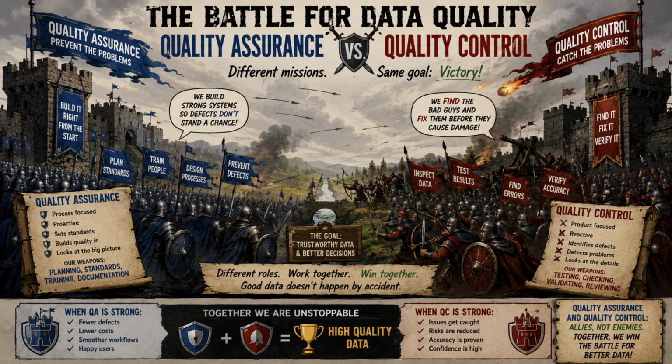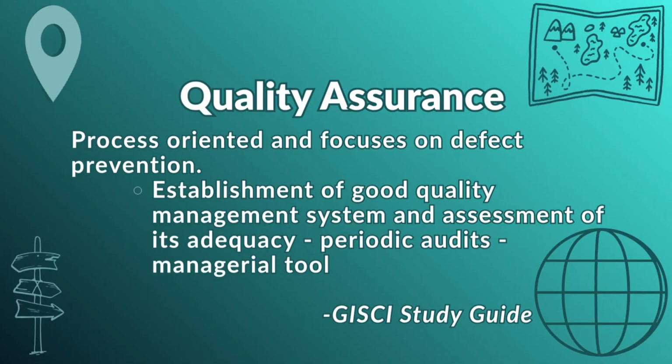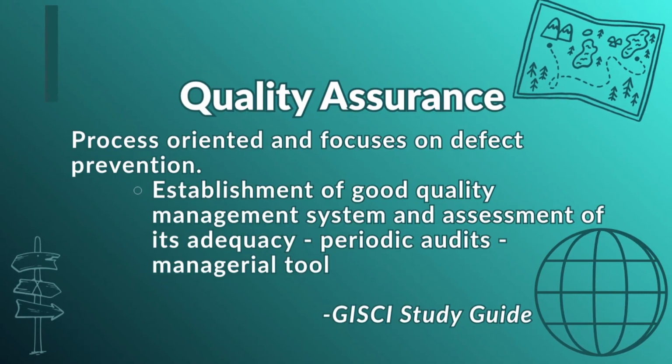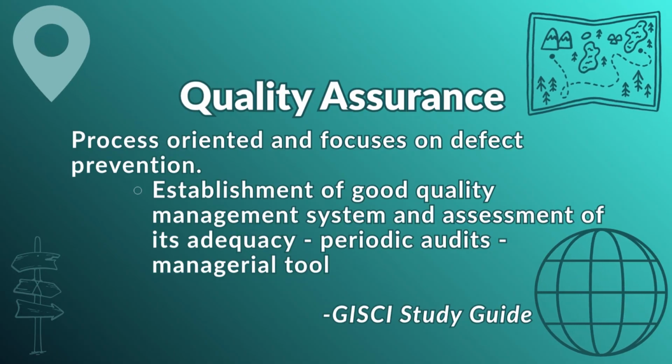And that brings us to the operational side of data quality, the battlefield of quality assurance versus quality control. Distinguishing between QA and QC is a classic stumbling block on the exam. They are two halves of a quality management system, but they operate at totally different stages of the data lifecycle. Let's break them down. Quality assurance, or QA, is process-oriented. It is a proactive, managerial framework. QA focuses on defect prevention before data collection even begins.